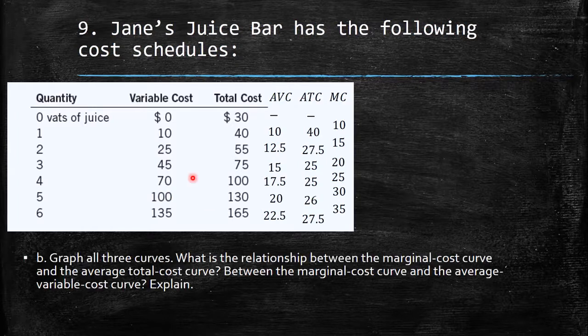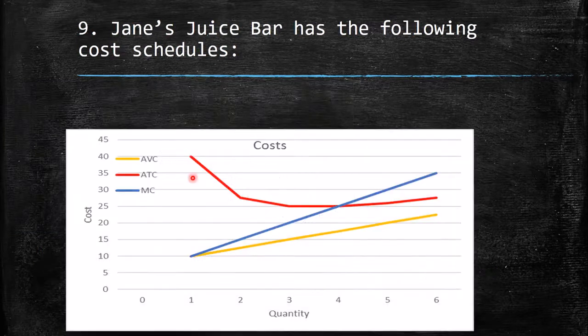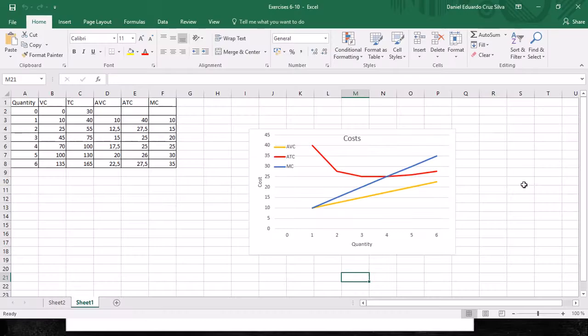Then they say, okay, graph all three curves. What is the relationship between the marginal cost curve and the average total cost curve? Between the marginal cost curve and the average variable cost curve, explain. Before that, we need to arrive at this graph, and I'm going to explain how we can have this graph. It's going to be in Excel. So here we have basically the graph that we need to arrive at, and I'm going to show you how we can arrive at that. I know that maybe it's easy for you, but you can skip and go ahead in this video. So here we have this one.